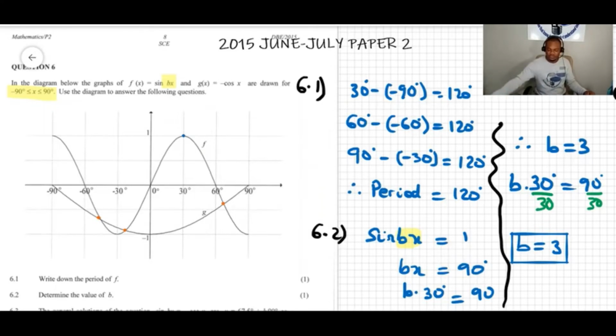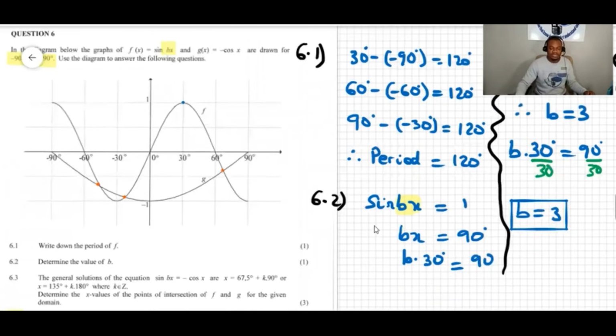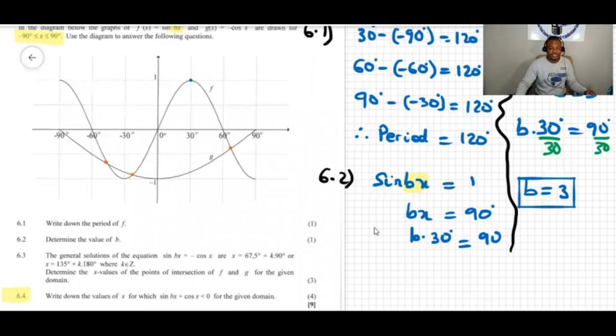Now, in the previous video, we did answer questions 6.1 through 6.3. Now we're going to answer question 6.4, which says, write down the values of x for which sin bx + cos x is less than 0 for the given domain.